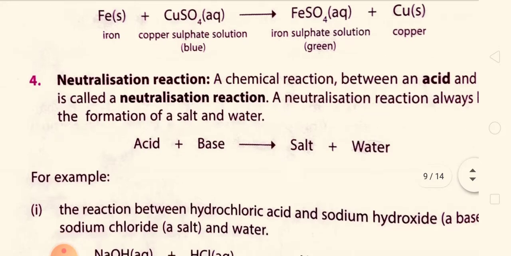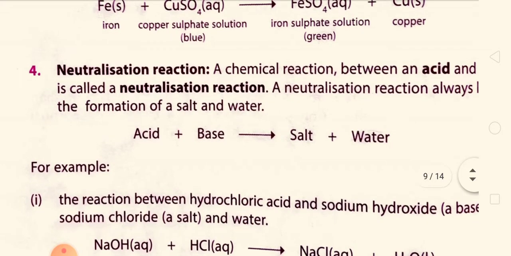Next one is the neutralization reaction. Neutralization means neutral. Neutral means no strong, no weak. This reaction takes place between an acid and a base. Acid, do you know? Just suppose karo ki lemon juice, that is an acid. Have you seen the name of hydrochloric acid? HCl. Have you seen? In our stomach, HCl is produced. That is the hydrochloric acid.